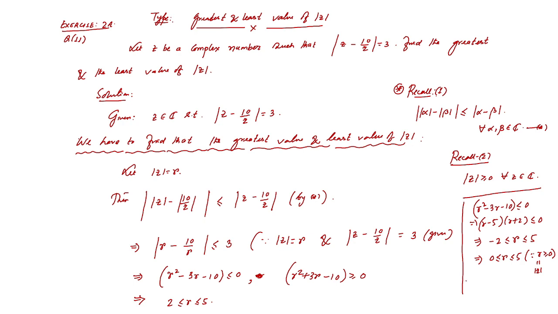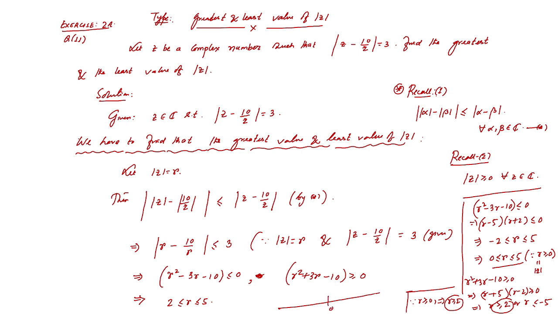Again, when r square plus 3r minus 10 is greater than or equal to 0, in that case you write r plus 5 times r minus 2 is greater than or equal to 0. So r is greater than or equal to 2 or r is less than or equal to minus 5. Since r is greater than or equal to 0, the first part will be right. So r is greater than or equal to 2. Here we see r greater than or equal to 2, and here we have seen r less than or equal to 5.